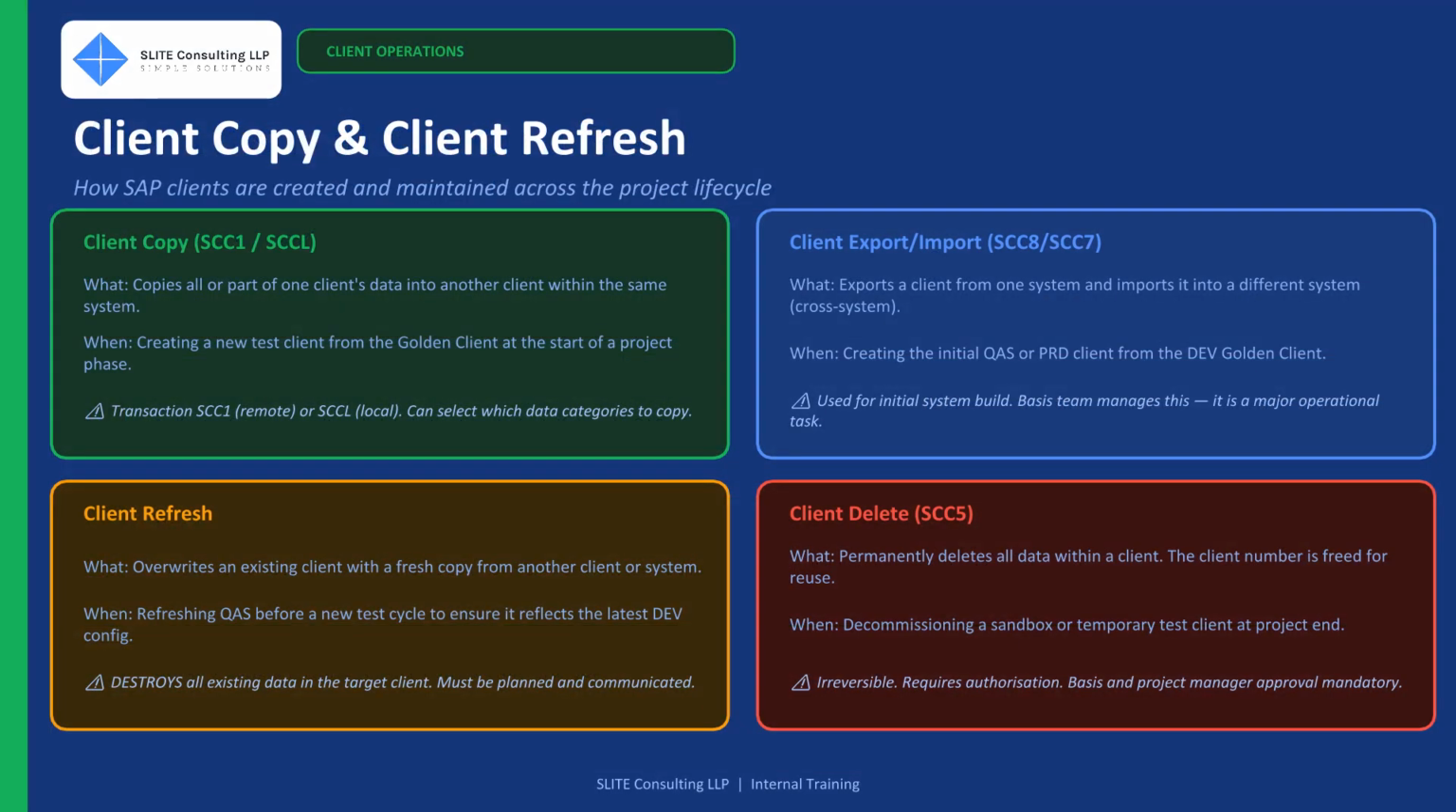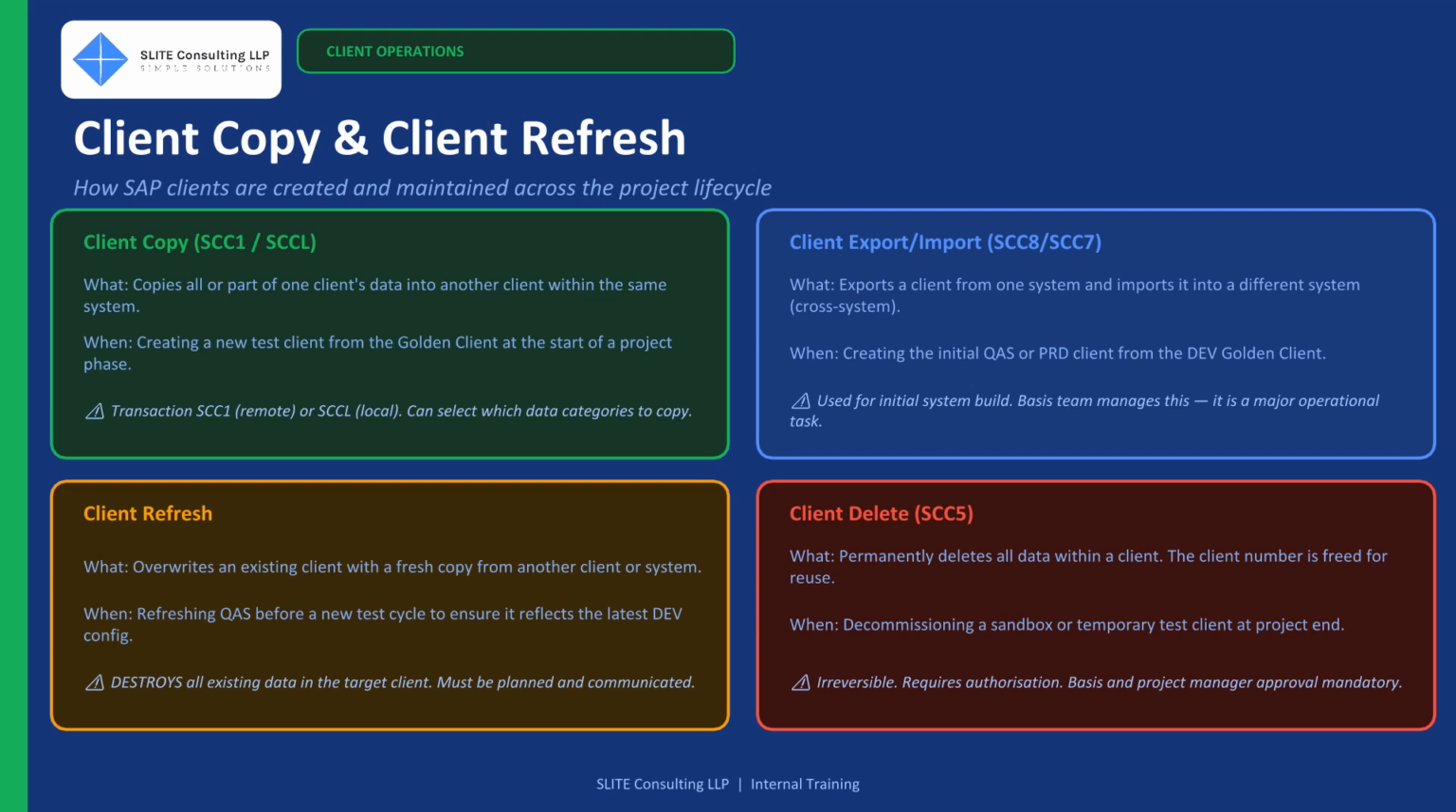Clients do not just exist, they are actively managed throughout the project lifecycle. Four operations are important to understand. A client copy, using transaction SCC1 or SCCL, copies the data from one client into another within the same system. SCC1 runs remotely, SCCL runs locally. You can choose which data categories to copy. It is used to create a new test client from the golden client at the start of a project phase. The basis team runs this.